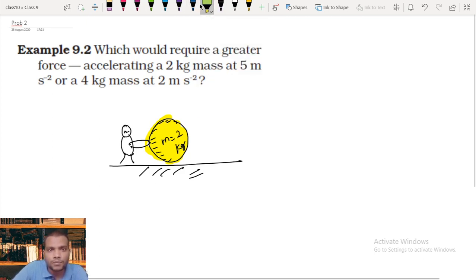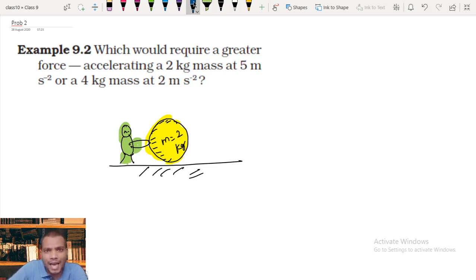Suppose he is applying a force on this object. He is applying force and this object is accelerating. How much is the acceleration? For the 2 kg mass, 5 meter per second square. So we need to find what the force is in this case. Let me take this force as F1, equal to how much?